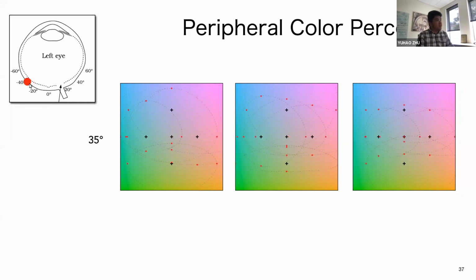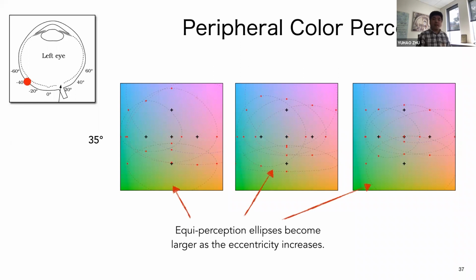If you look at the eccentricity at 35, and these are the experimental data from the 3 users, you'll see that the ellipses become even larger. So the equal perception ellipses become larger as eccentricity increases, which makes sense because as eccentricity increases, you are moving more to your peripheral vision, in which your color perception acuity is lower. You're more easily confused by different colors there.